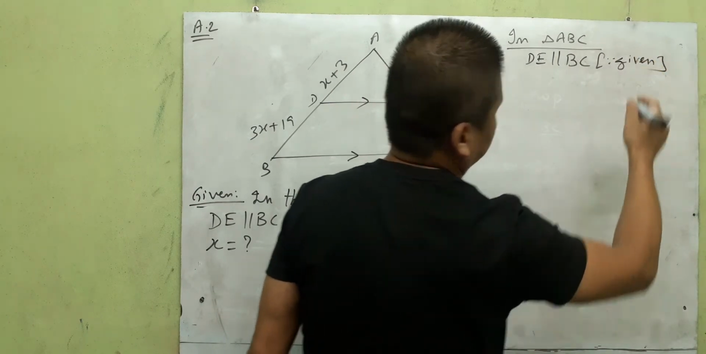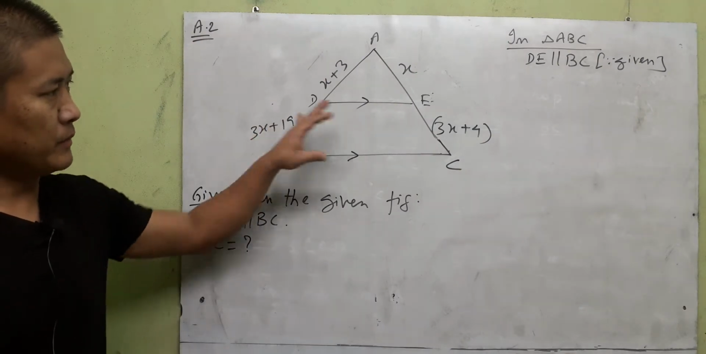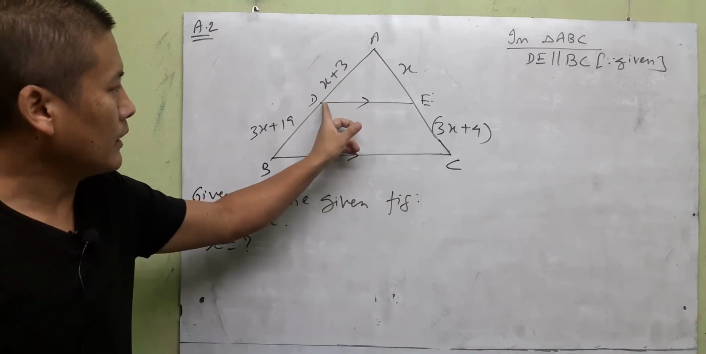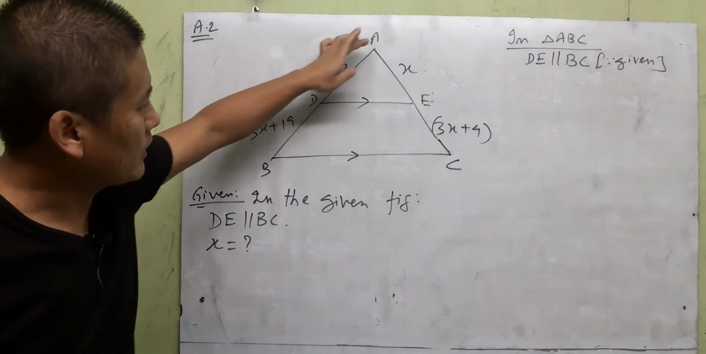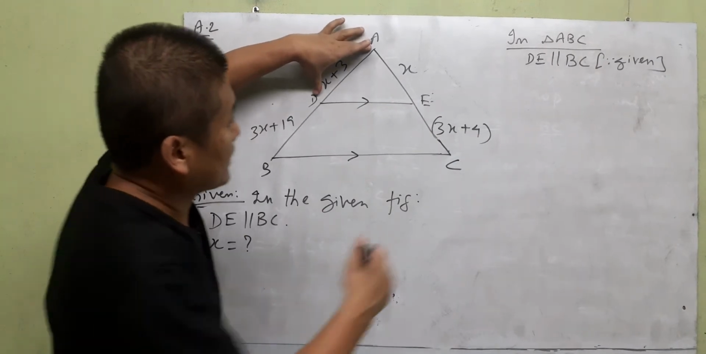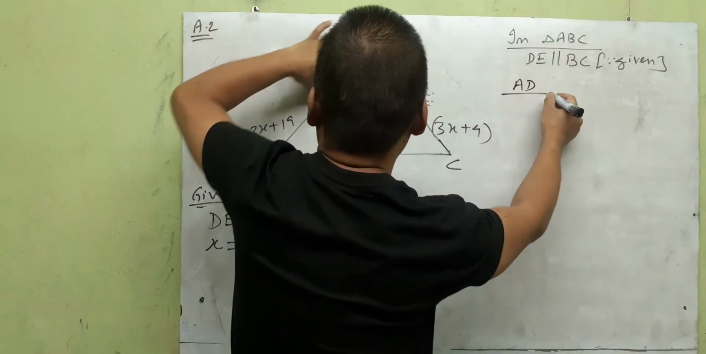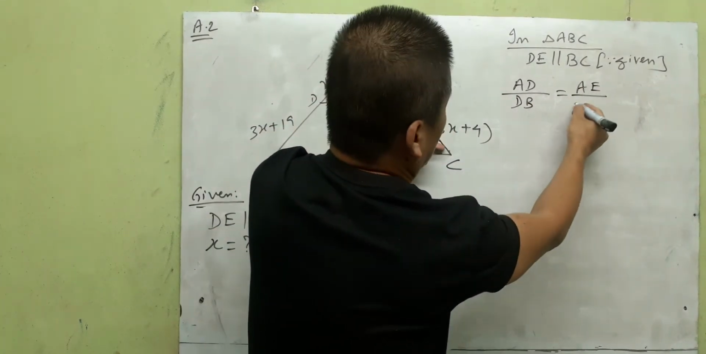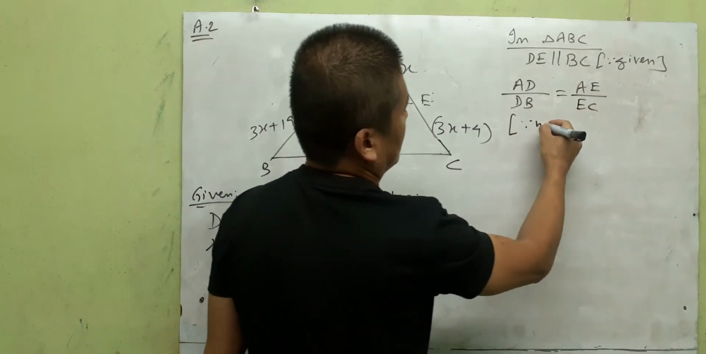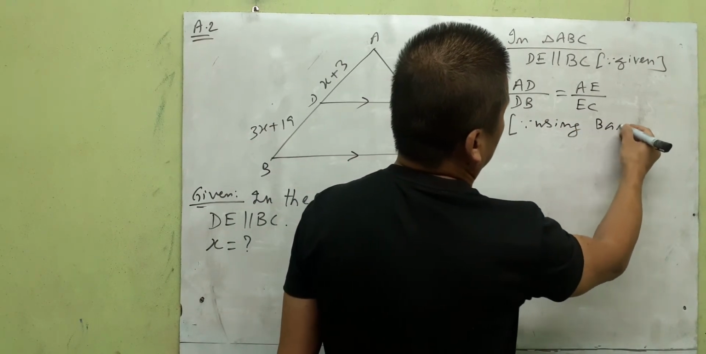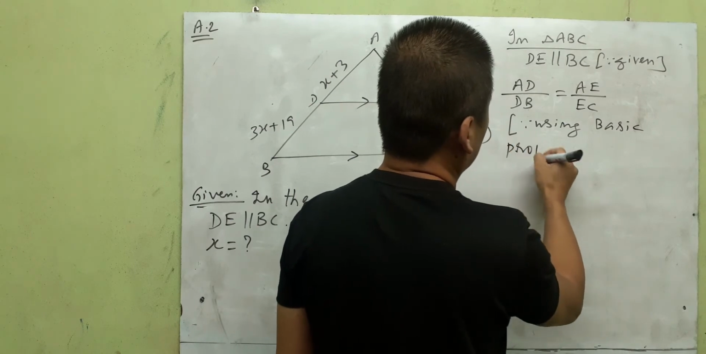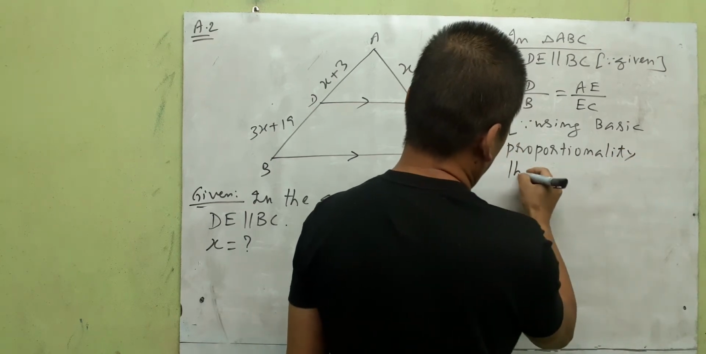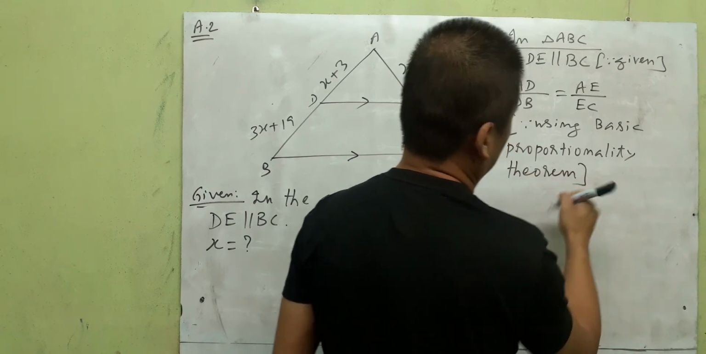So we write the given. Right? So just now we did basic proportionality theorem that if a line is parallel to one side of a triangle, then that line DE will divide the remaining two sides AB and AC in equal ratio. Means this one here we learned from the basic proportionality theorem, AD by DB will be equal to AE by EC. And reason for this is using basic proportionality theorem. So we can write that down.